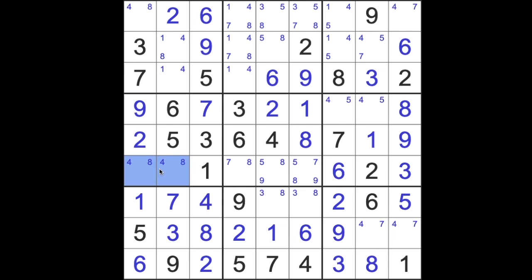Now we got 4, 8, 4, 8, so this can't be an 8 any longer. It has to be only a 7, and we can remove the 8 here, and we can remove the 7 there, giving us 5, 9 here. Okay. Six is done now, actually.